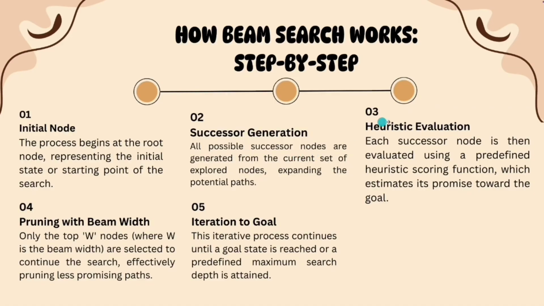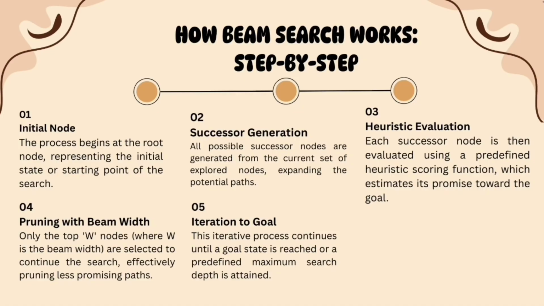Then we'll go to step 3. What happens in step 3? We have to evaluate using a heuristic score. In this step, each path gets a score based on how promising it is. After that comes step 4, that is beam pruning. In this step, we keep only the top k nodes. This is the most important part, and it removes weak paths early. It removes all the paths which are out of the k value.